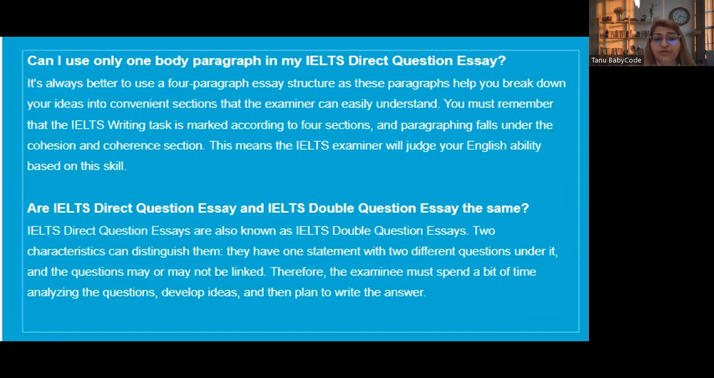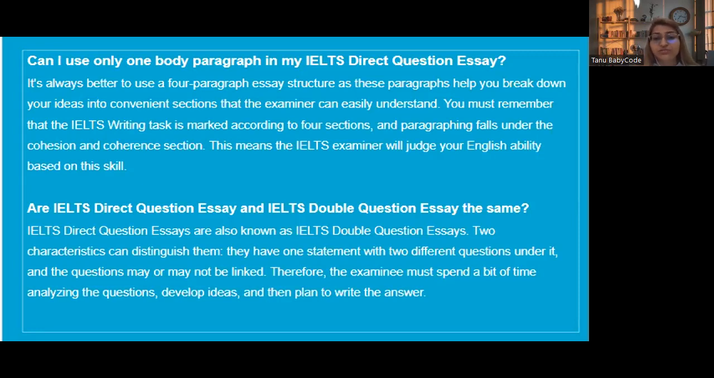You must also remember that your writing task is scored according to 4 sections and paragraphing falls under the coherence and cohesion section. So if you do not do the paragraphing, you will not score well in coherence and cohesion, and in this way your English ability, that means your skills, will get a lower score, right?